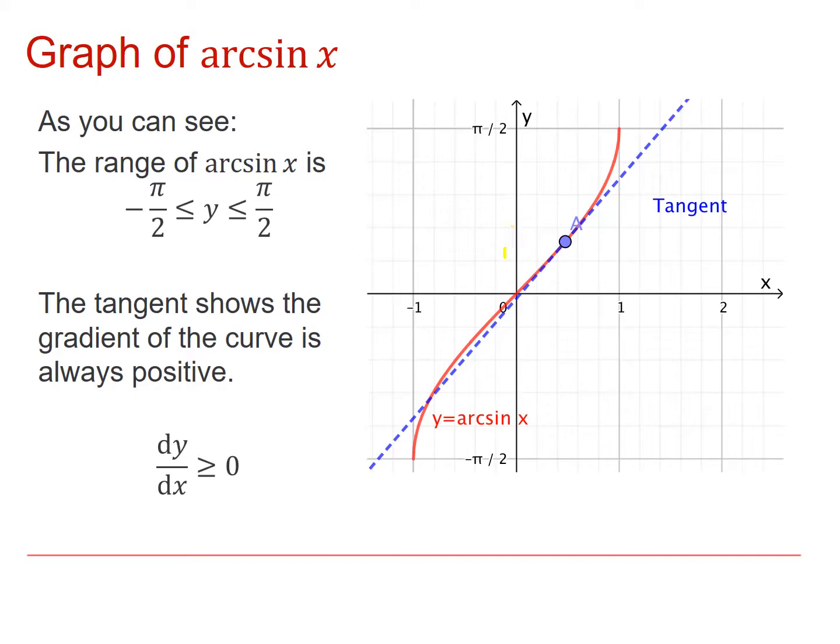This is a graph of arcsin x, and you can see that its range is between minus pi by 2 and plus pi by 2. Its domain is between minus 1 and 1 because sine can only take values between minus 1 and 1. The blue line is a tangent to the curve at this point here, and you can see that it has a positive gradient. Looking at the red curve, you can see that in fact the red curve always has a positive gradient, and we can write that dy by dx is always greater than or equal to 0.